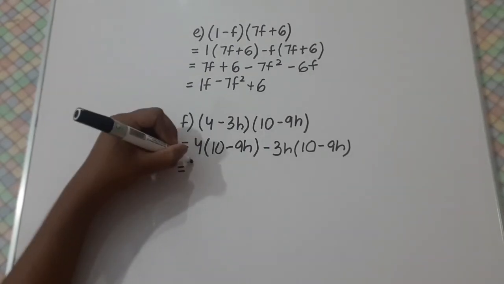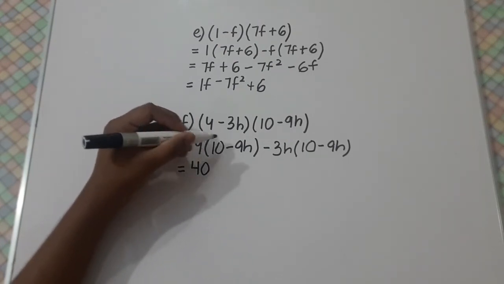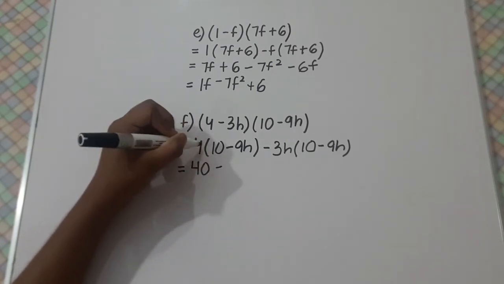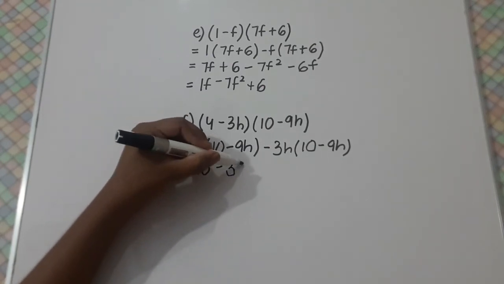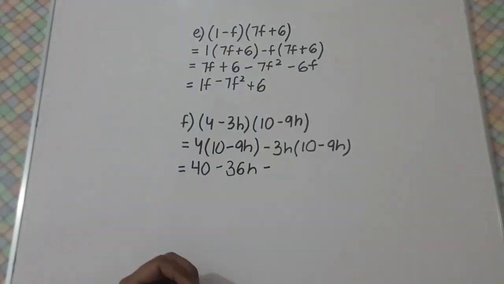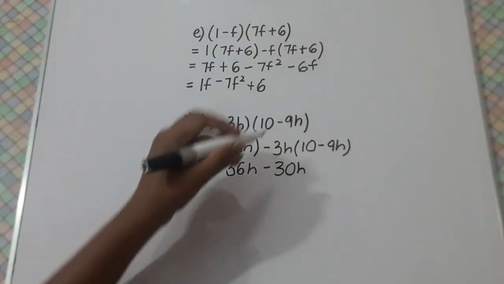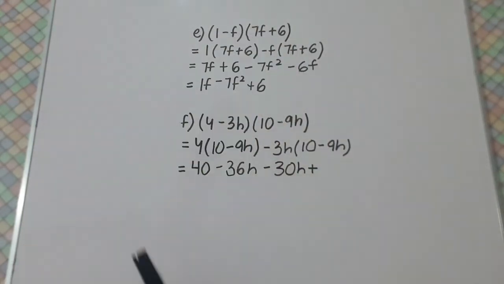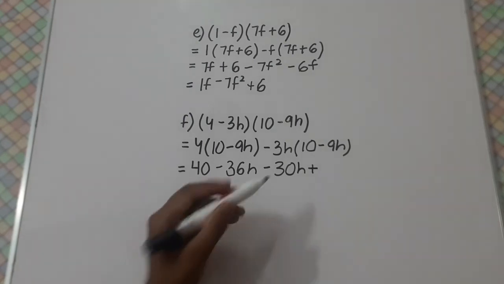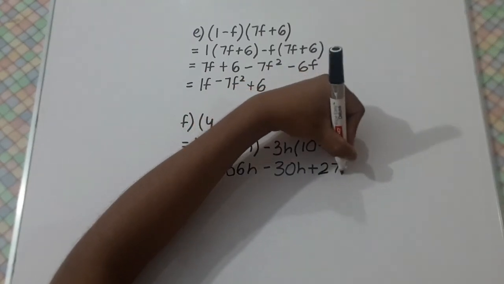4 multiplied by 10 is 40, and then 4 multiplied by 9, the sign is minus, and 4 multiplied by 9 is 36h, minus 3h multiplied by 10 is 30h, minus minus is plus, 3h multiplied by 9h is 27h square, because we are having h on both sides, so 27h square.